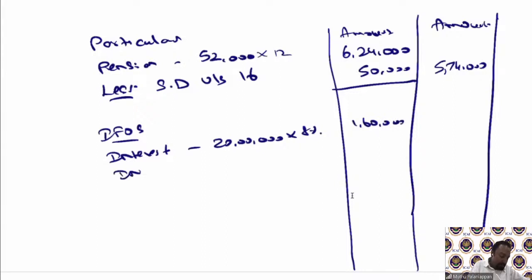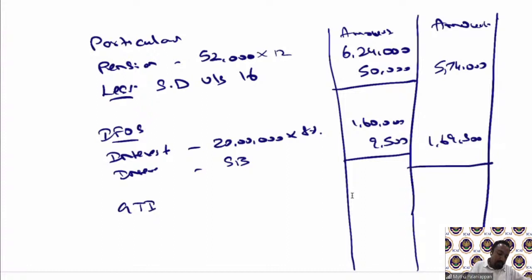Then you have interest from savings bank account, right? That is 9,500. So you have 1,69,500. So your gross total income is 7,43,500. 7,43,500. No less.